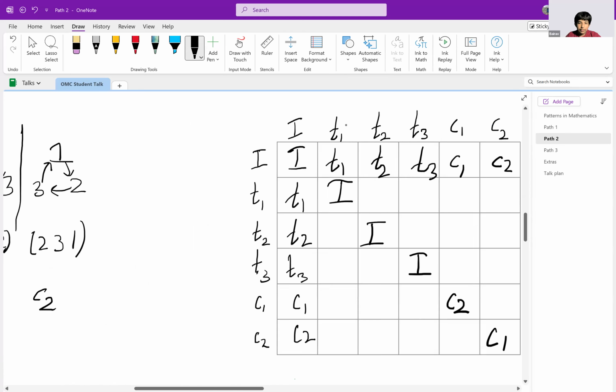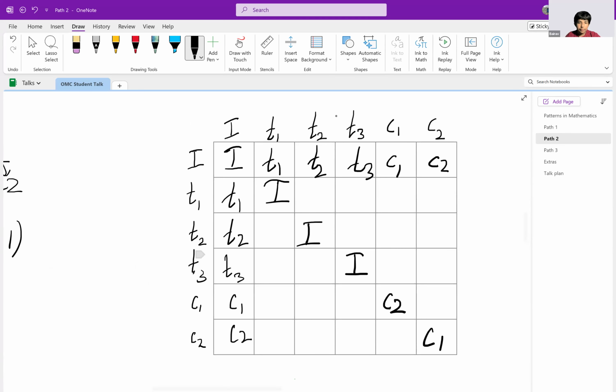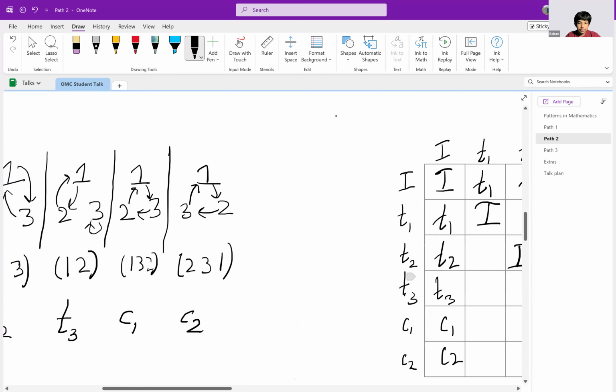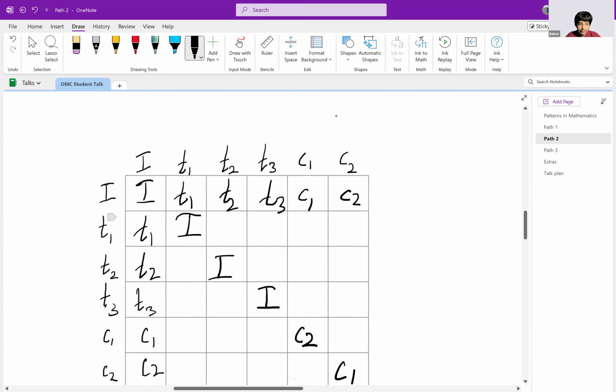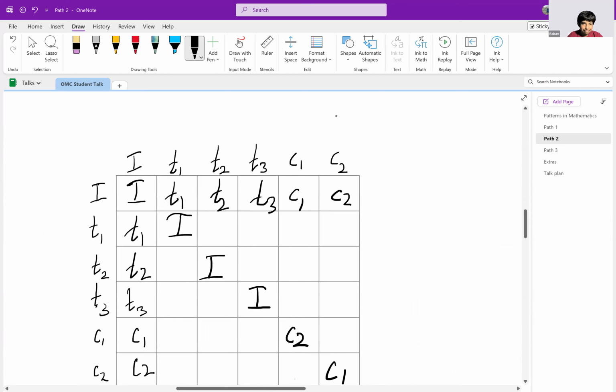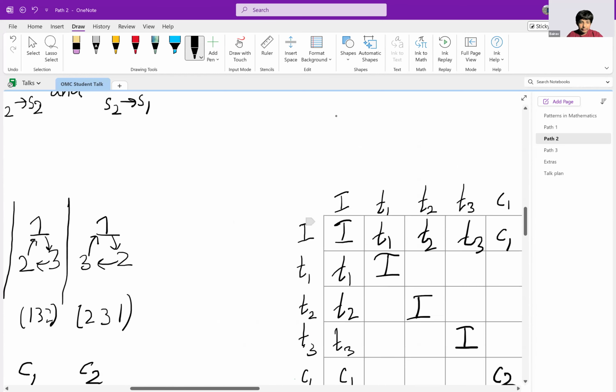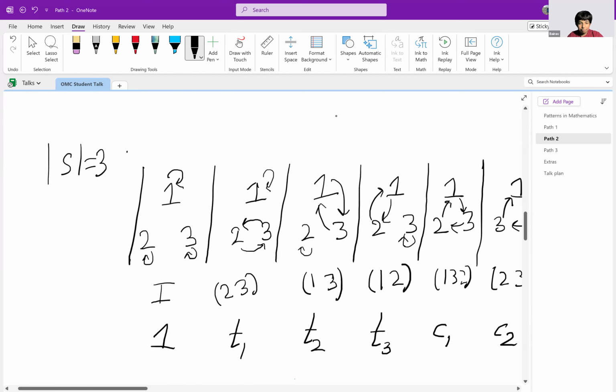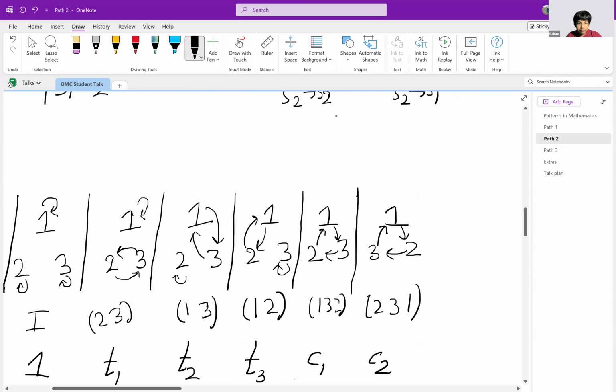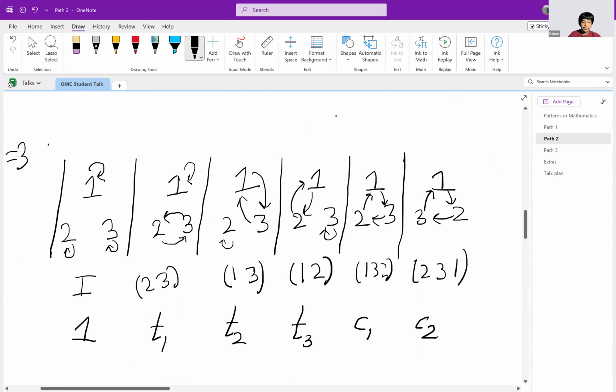Oh no, I put the table already. Yes, so these are all the permutations of three elements. And I have labeled them like this, where one is the fixed point of this, and two is the fixed point of this, and these are two cycles.